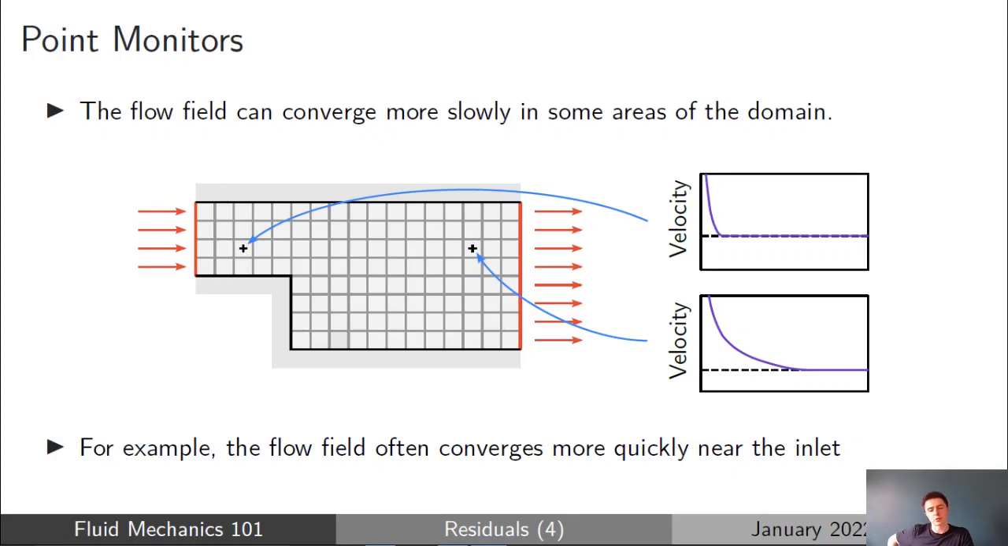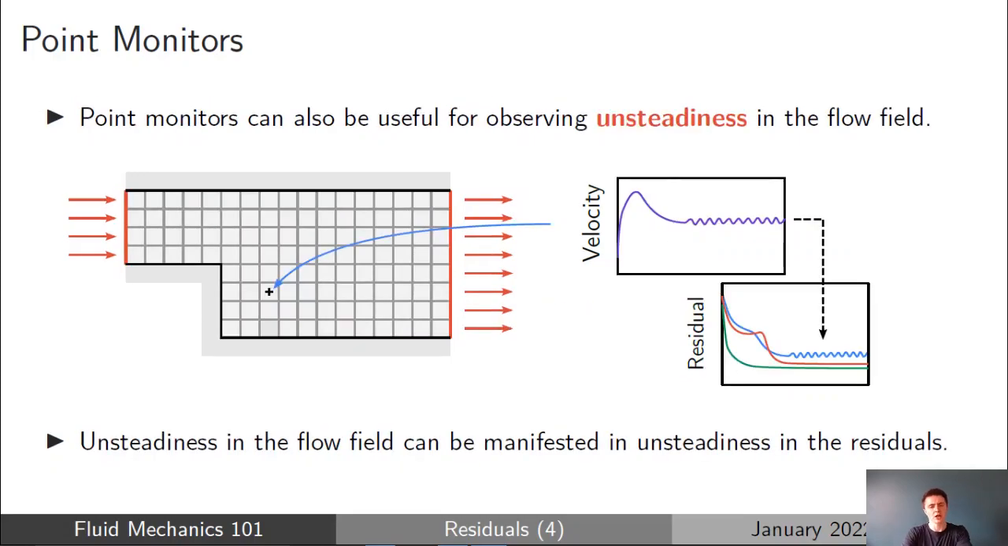And this is why, if you're using point monitors, it's often a good idea to place lots and lots of different point monitors in the domain, so you get an idea of how the solution is changing throughout the domain. And you can also use it to observe features in the flow field. For this particular case of a backward-facing step flow, if you placed some point monitors right behind the step, for example, you would often find that the velocity and other flow variables at that location can be unsteady, and you'd be able to see that in the point monitors as well.